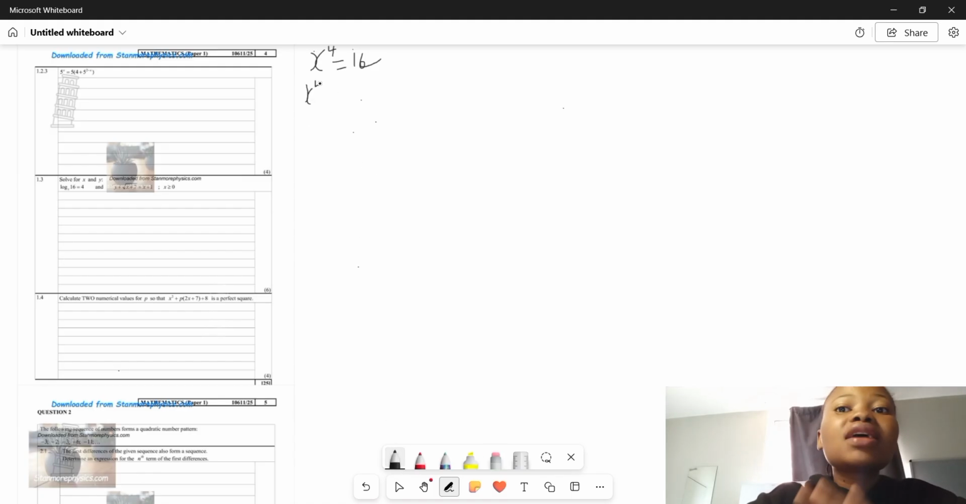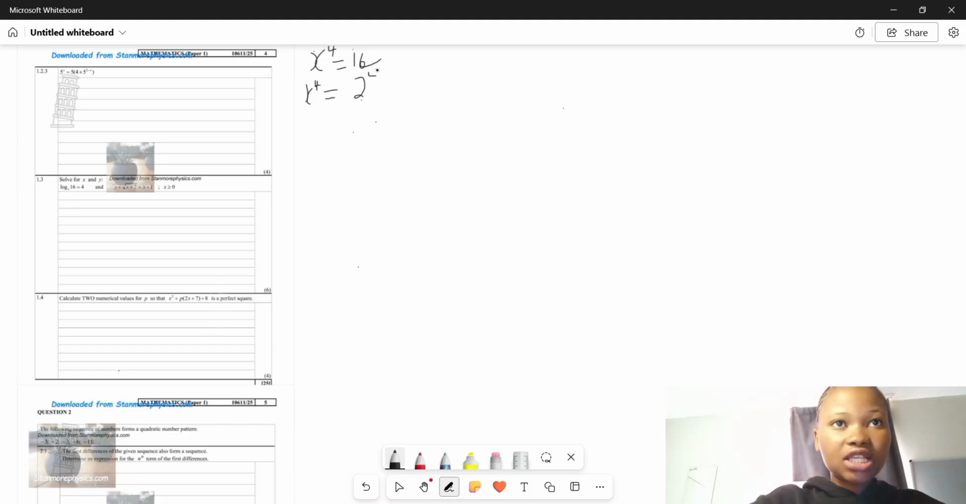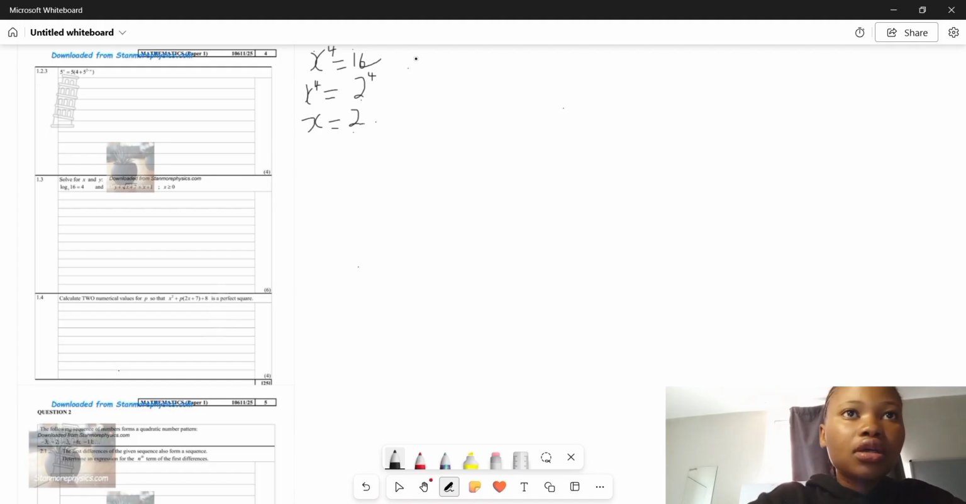You see, the x that is below the log takes the 4 as the exponent. All right, now we are going to say x to the power of 4 is equal to 2 to the power of 4. So now we're going to equate the bases. This is what I'm writing right now.